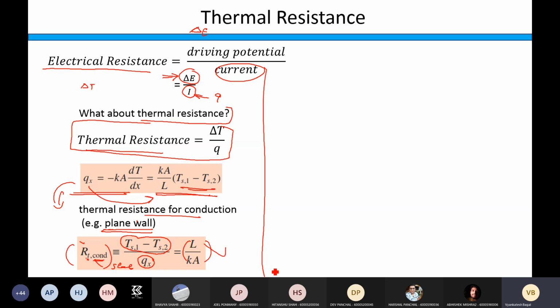Fine. Should I go ahead? Yes, sir. Sir, units. So what will be the unit? You can find out from this. See, thermal resistance is given as L by KA. Put the units of length, the thermal conductivity and the area, and tell me what should be the unit now? Follow. Is it like this? Check.